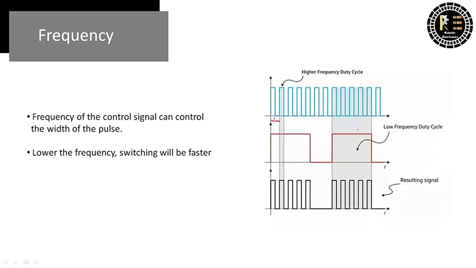For example, if you are controlling the brightness of a bulb, with the low frequency wave we can observe that the bulb is turning on and off over a span of time that can be caught by the human eye. Whereas in the high frequency duty cycle, we cannot capture the on and off time, so we can only feel the dimness and the brightness of the bulb. In this way, the frequency of the control signal always matters.